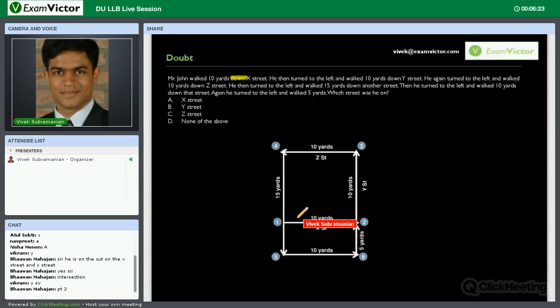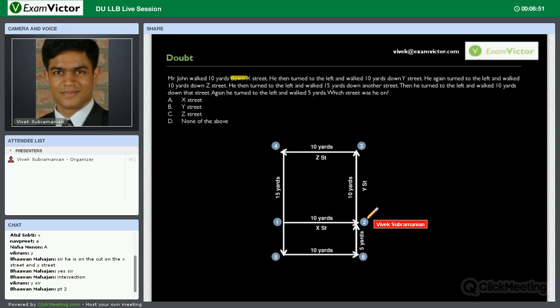I have drawn X from west to east, but you could draw X from south to north, northwest to southeast, it doesn't matter. In this question, all the directions are relative. So I've arbitrarily chosen X to go from left to right, but there's no logic for this. You can choose X to be in some other direction also, that's fine. Now you're told he walks 10 yards down X street, that is this 1 to 2, the 10 yards along X street. Then he turns left.